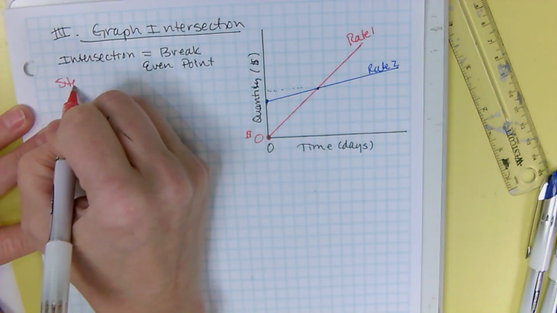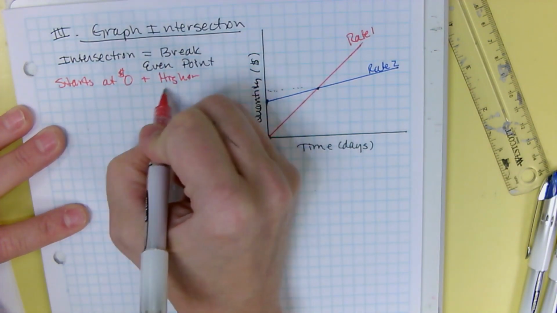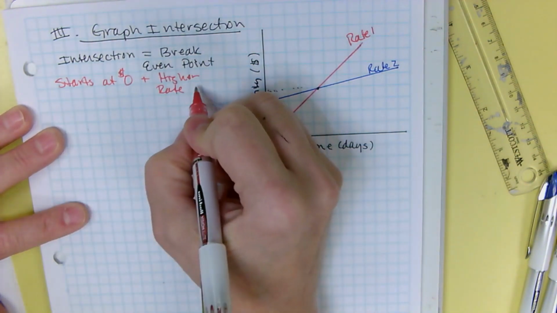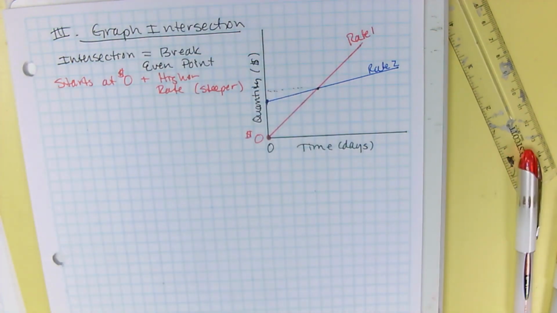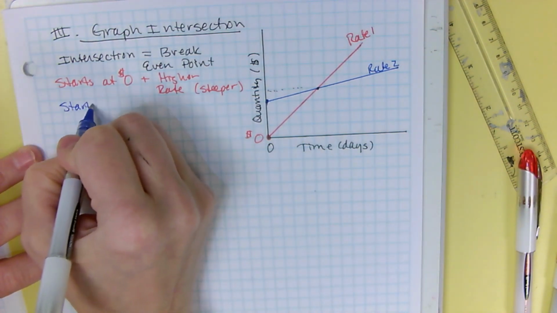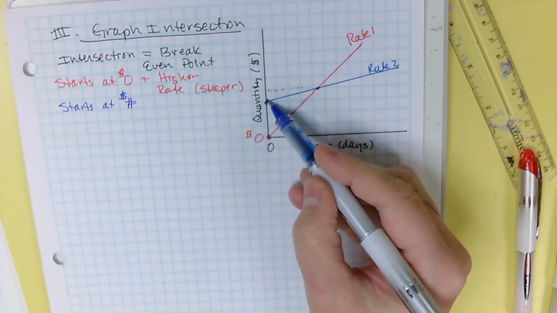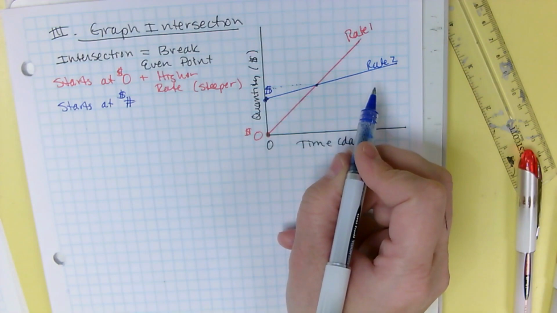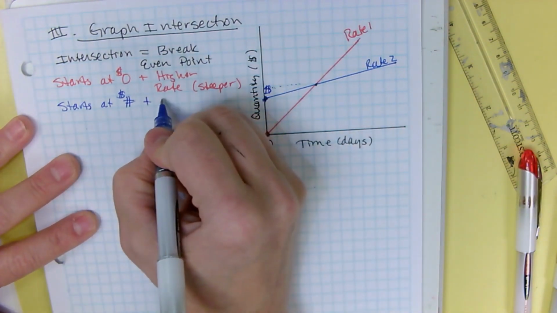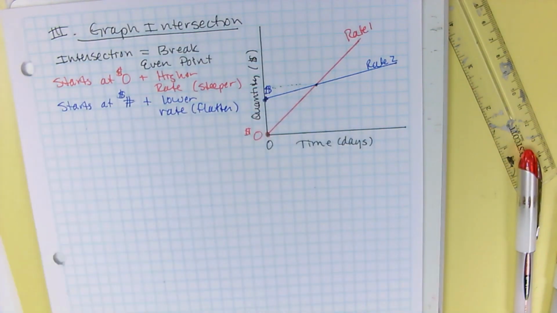So the red line starts at $0, but then it's a higher rate. And you can tell it's a higher rate because the line is steeper than the other one. Now, the blue line starts at some quantity. So the blue line starts at, we don't know, some number of dollars because it starts up here. So you're obviously paying a certain amount of money for the get-go, but the line is flatter looking. So the rate is a lower rate. It looks flatter.